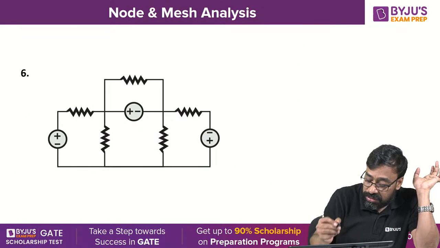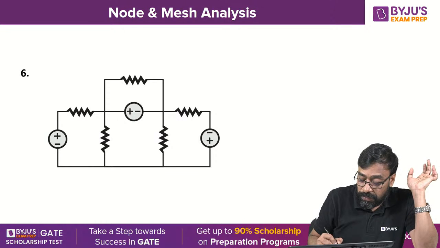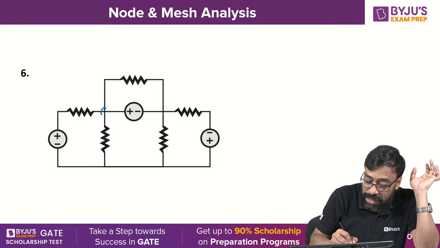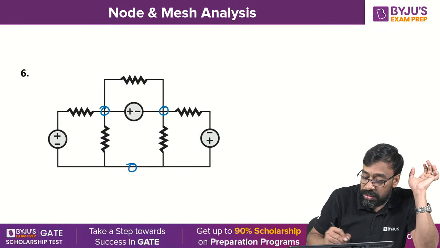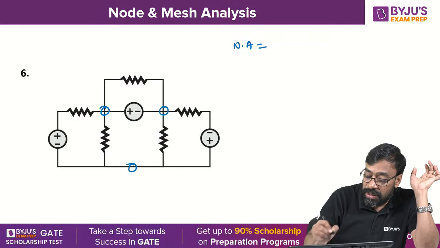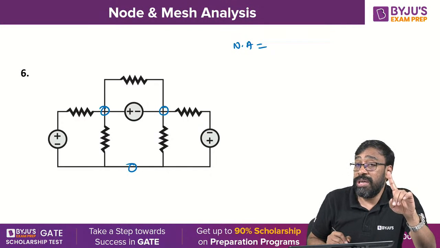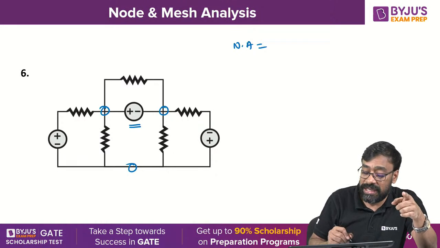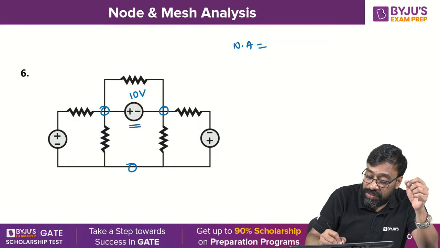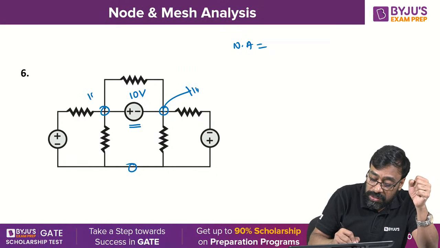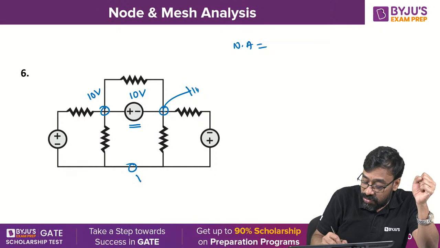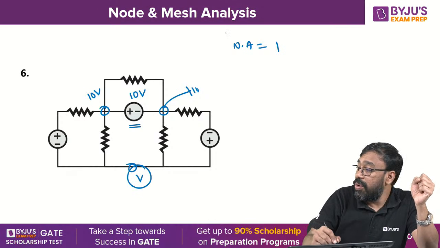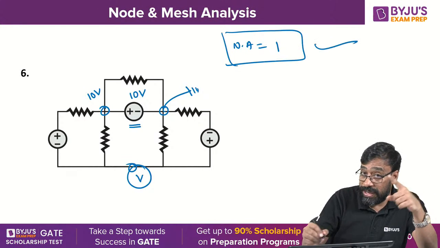Now look at this. Tell me, how many equations are required? 1, 2, 3, according to node analysis. 3 nodes, but don't jump immediately to the conclusion of 2 equations, because there is an ideal voltage source which doesn't have a series resistor. Suppose it is 10 volts; if I take this one as 0, this is going to be 10 volts, and this is the unknown value. Only 1 equation is enough using node analysis.